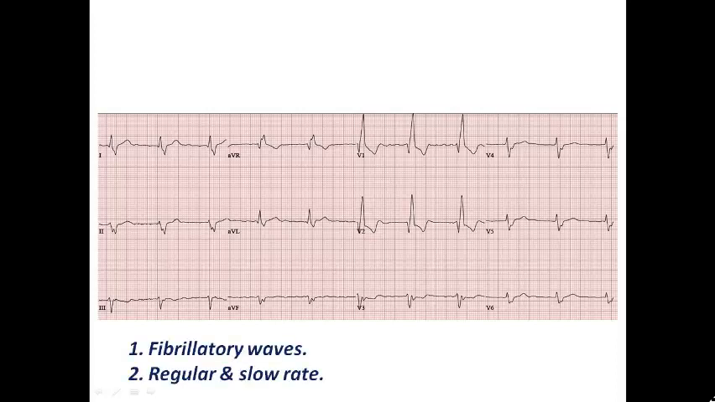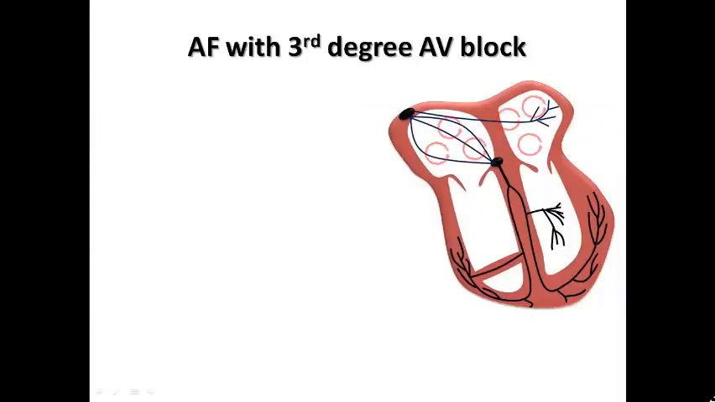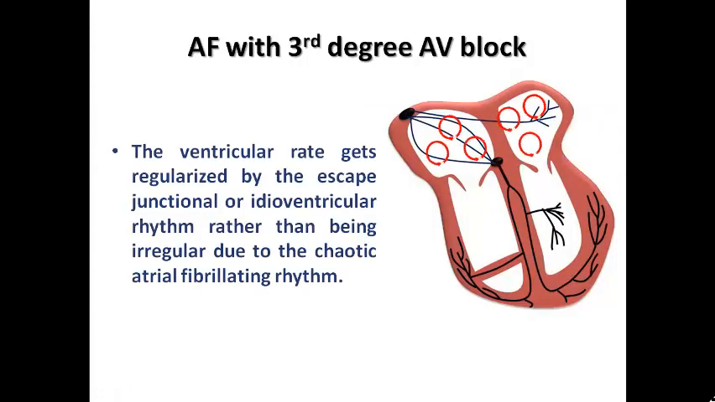But we can notice that the fibrillatory waves are present, but the heart rate is regular and slightly slow. So this is AF with third degree AV block because of the regularity, because AF should be irregularly irregular. So once AF develops regularity, we should consider development of third degree AV block. And we discussed why: because the ventricular rate gets regularized by the escape junctional rhythm or idioventricular rhythm rather than being irregular due to the chaotic atrial activity.